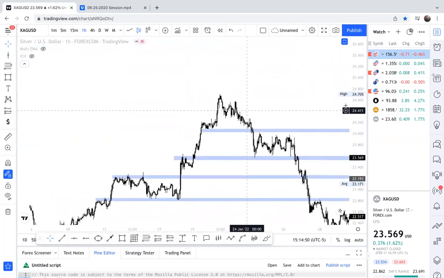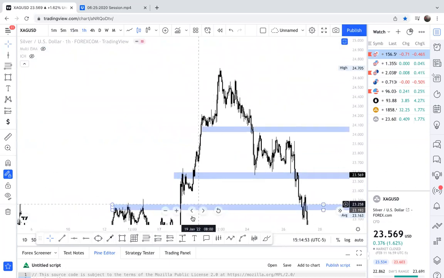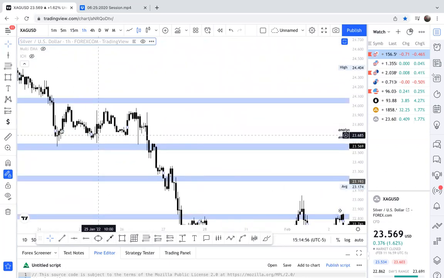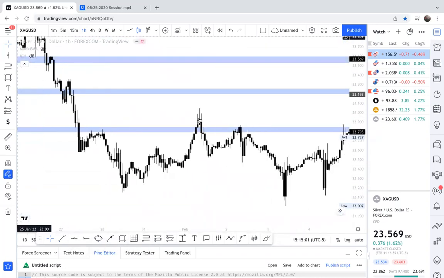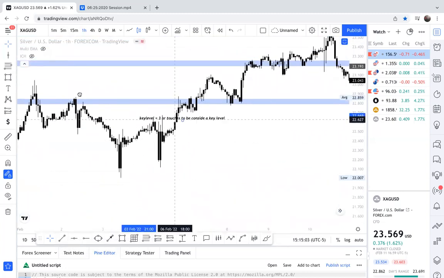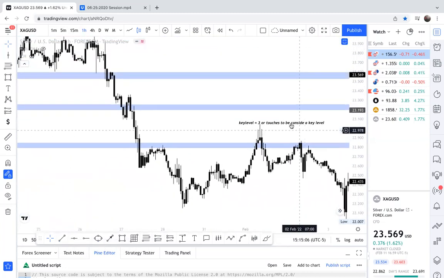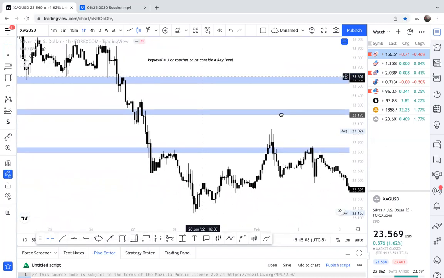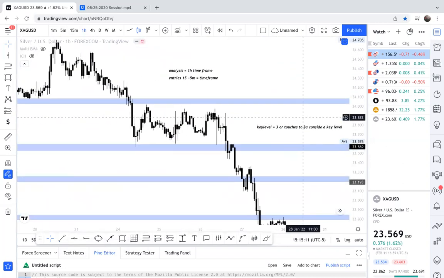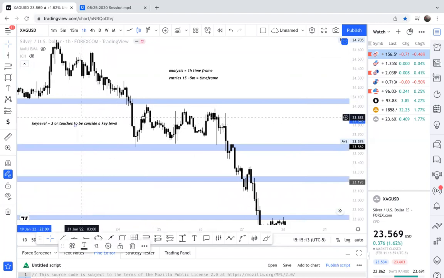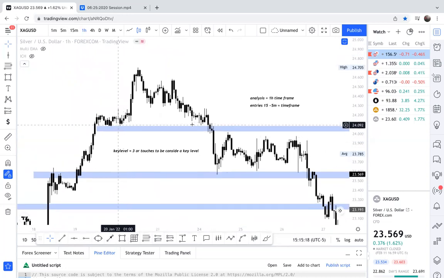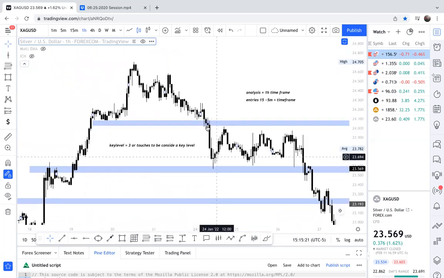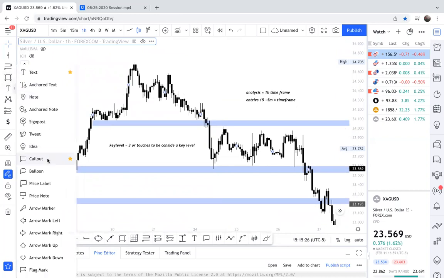Okay, so I see an area right here where price created a double top. So remember, let's pull this over. Analysis on the 1 hour time frame, and let's pull the key level. Our key level needs 3 or more touches to be considered a key level. Price breaks this low right here. So this is what we're looking for, price to break this low. Now, when price breaks the low, we know that we are looking for a retest back to the broken low. So this is where we're going to put this area.